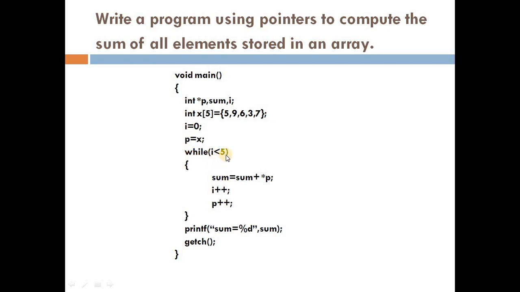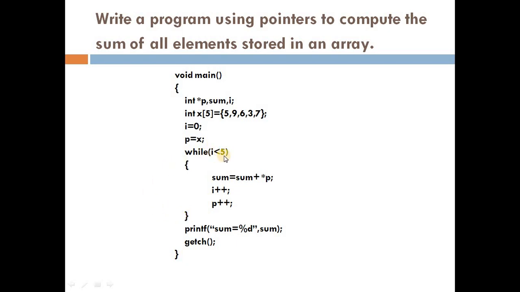Is 0 less than 5? Yes. Then sum is equal to sum plus the value stored at address p. What is the value of p? 1000. What is the value stored at address 1000? It is 5, because 5 is the first element. So sum is equal to 5. Clear? Now increment: i will become 1 and p will become 1002 if we take the base address as 1000. With this curly bracket we will go again over here.